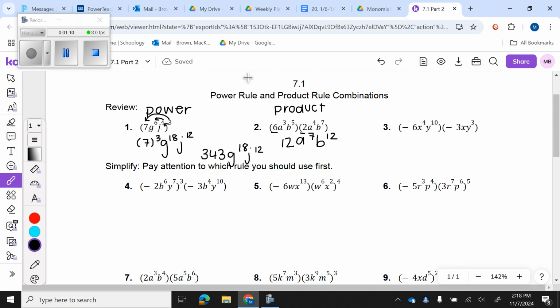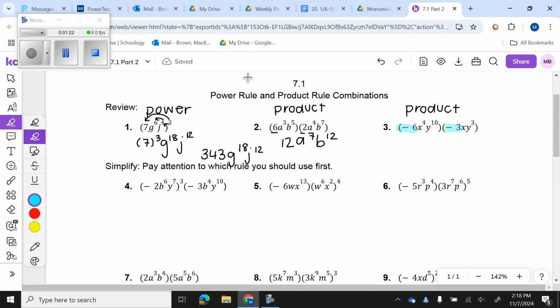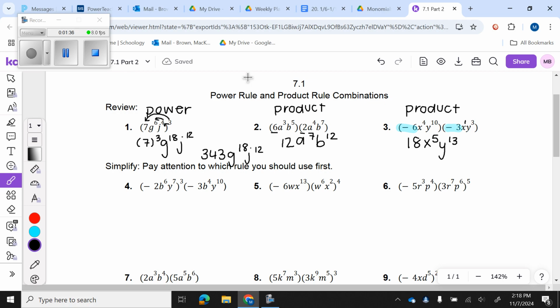All right, and then one little other refresher, number 3, there's no powers out here on the outside. So this tells me that this is going to be the product rule. Okay, I'm going to multiply my coefficients. So we have negative 6 times negative 3, which is a positive 18. I'm going to have x to the, add your exponents. There's a 4 here. There's nothing here. I'm going to make that a 1. So x to the 5th. And then y to the 10 plus 3 is 13.